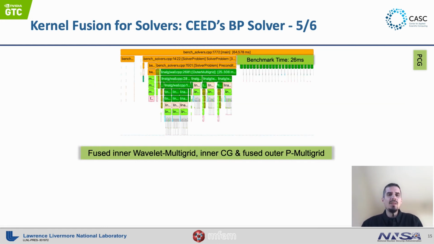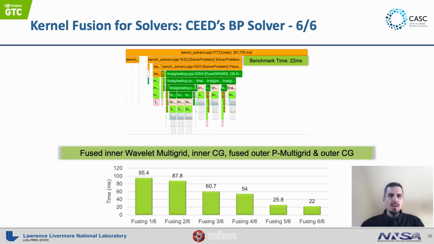One important step is the fusion of the outer p-multigrid. It brings a factor of 2 here, and the closer we are to having everything fused, the more gain we usually see. The benchmark time is now down to 26 milliseconds. The last part is the top PCG. We now have everything generated, embedded, and fused in one whole big kernel.